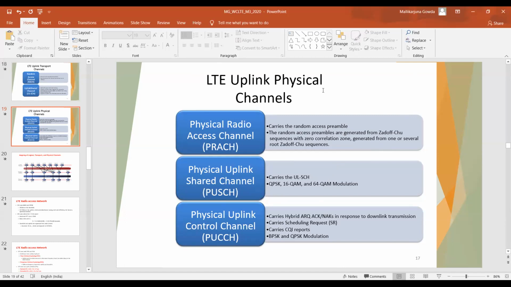As I said, in case of LTE uplink physical channel, first one is our physical radio access channel. Okay, as I said, it carries random access preamble, and these random access preambles are generated from the Zadoff-Chu sequences. Why Zadoff-Chu sequences are chosen is because it has a constant amplitude and a zero autocorrelation function property. Hence, Zadoff-Chu sequences are used for generating the random access preambles. Okay, and second one is the physical uplink shared channel. Okay, this carries the uplink shared channel.